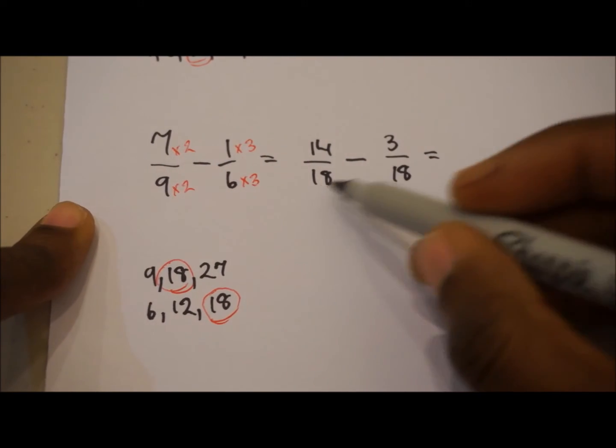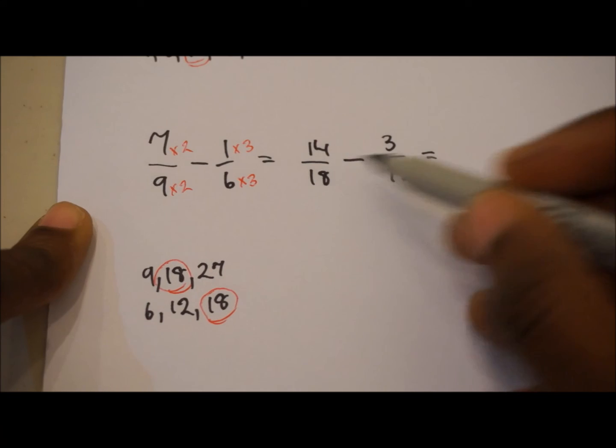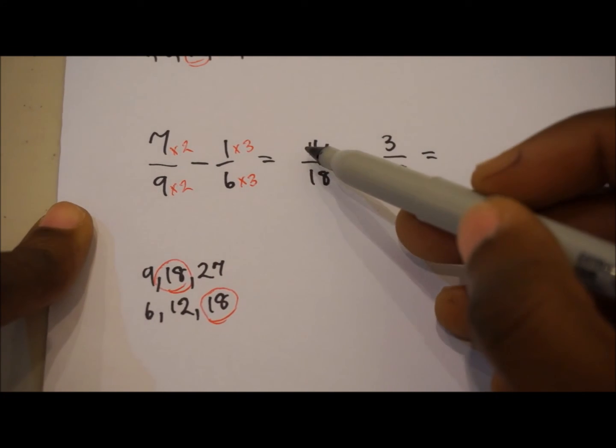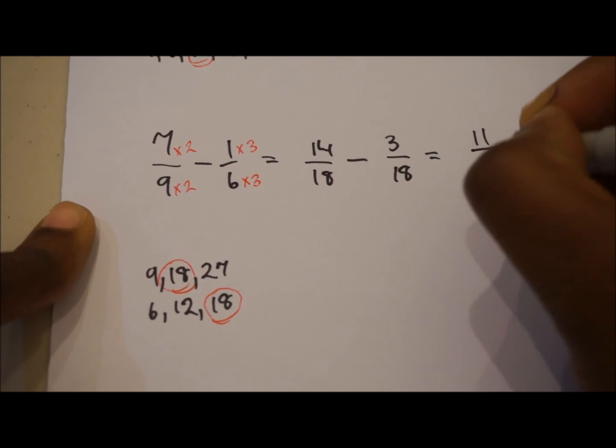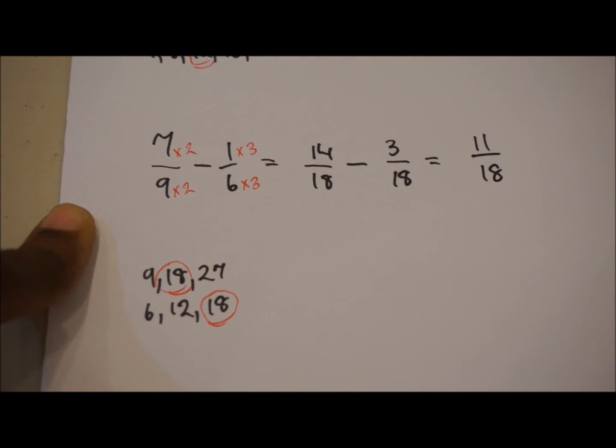Notice again, my fractions have the same denominators. Now I can go ahead and do my operation. 14 minus 3 gives me 11. So my answer is 11 over 18.